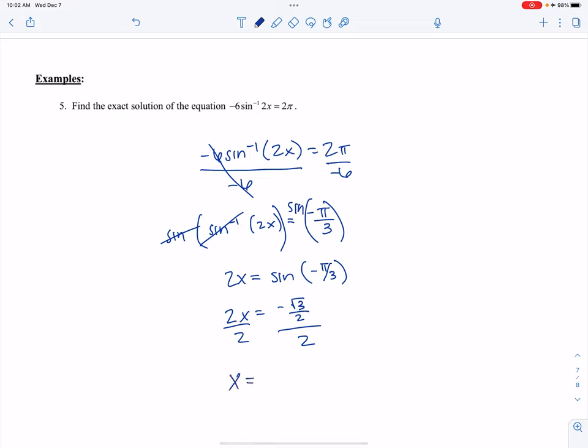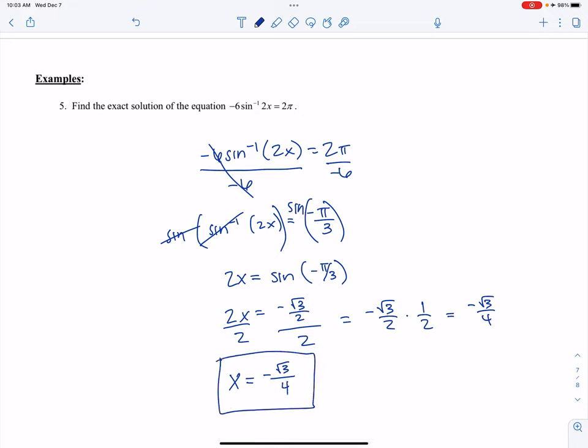So x is going to equal, well, if I have -√3/2 divided by 2, you can turn it into multiplication, flip the second. This gives me -√3/4. So my x value is -√3/4. And we have solved our equation. It's an exact answer. We didn't have to round anything.